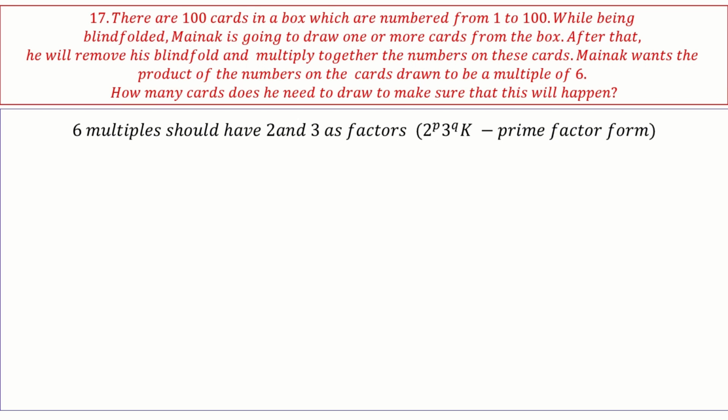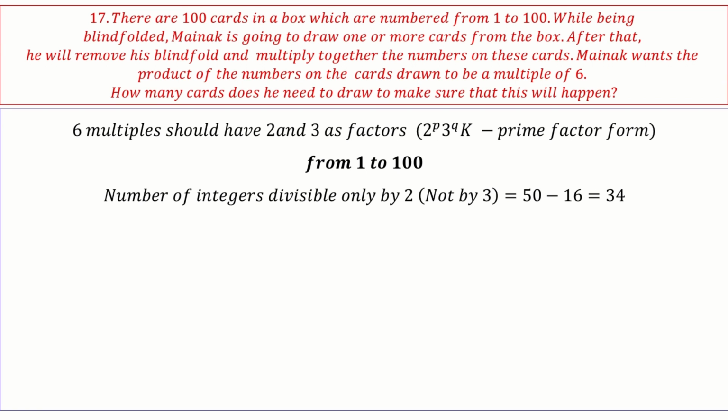So a 6 multiple is in the form of 2 to the power of p into 3 to the power of q into k, and p and q should be minimum 1, positive integers. From 1 to 100, the number of integers divisible by 2 is 50, and 16 are divisible by 6. So I am subtracting them.